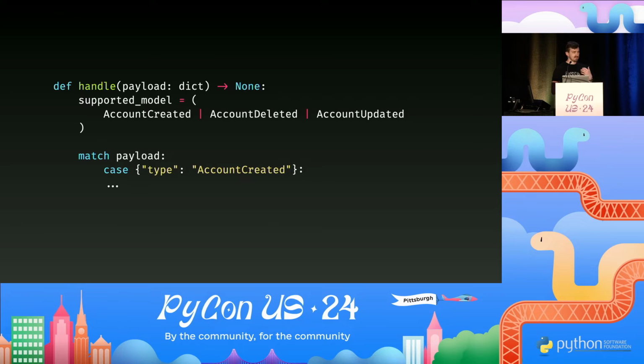One of the things that Python typing introduced was unions, which describe that a value can be one of several possible types. We create this on the slide, using supported model equals a union of: it can be either account created, account deleted, or account updated. And then the rest of the logic for now remains unchanged.